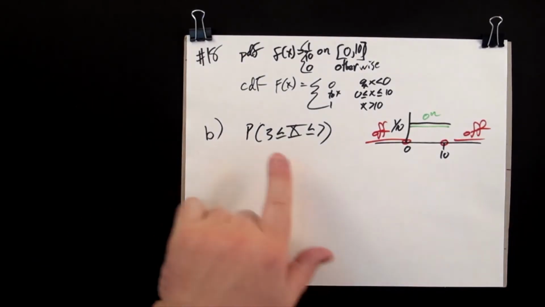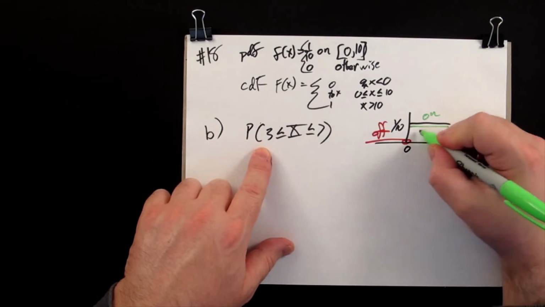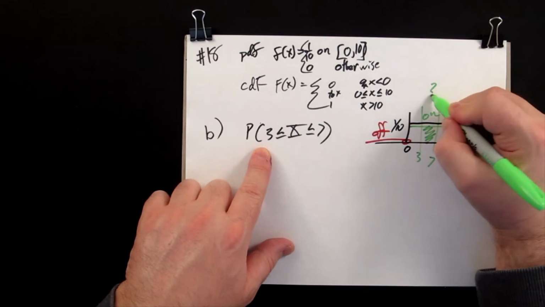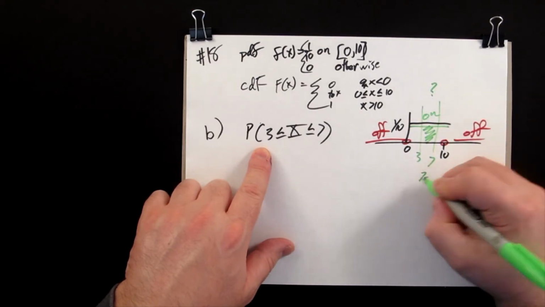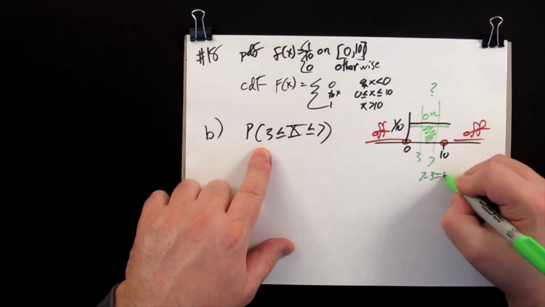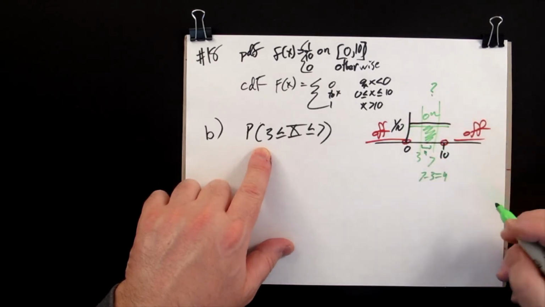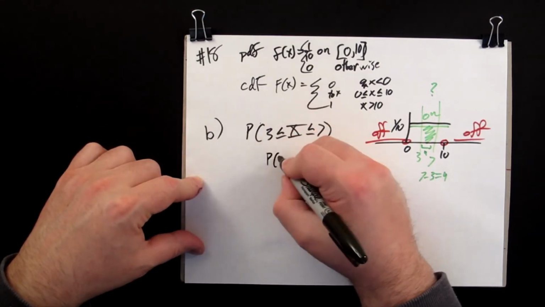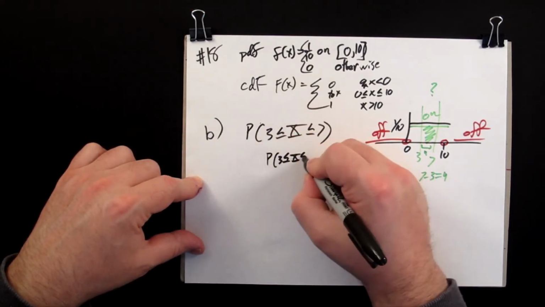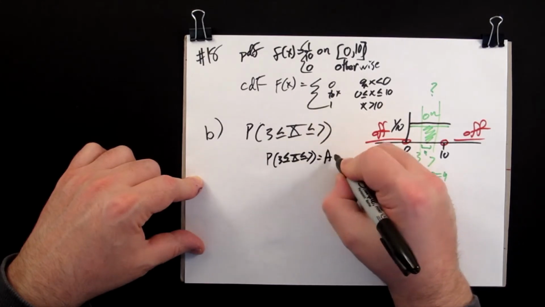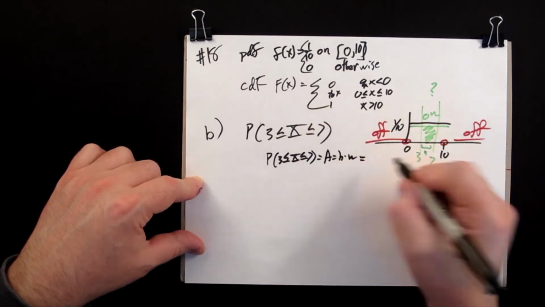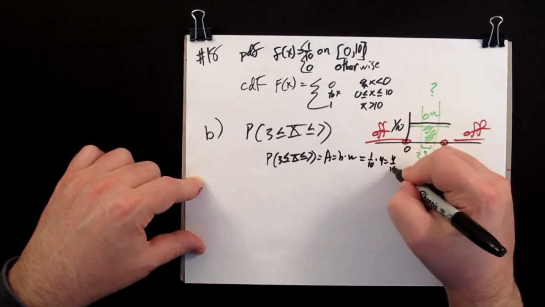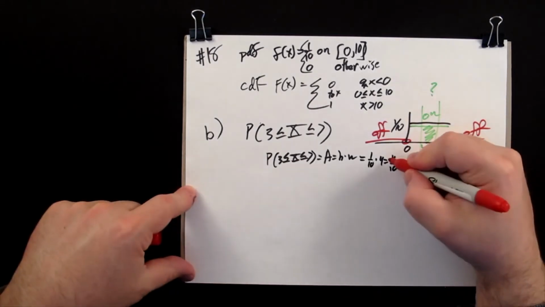And the question is asking, what's the chance of seeing between 3 and 7? So 3, 7, want to find that area. Well, what's the width here? That's 7 minus 3 is 4. So this is width 4, and you have height 1/10. So this probability is going to equal the area, which is height times width. You know the height is 1/10. The width is 4, so this is 4/10. Okay, so that's one way to evaluate that.